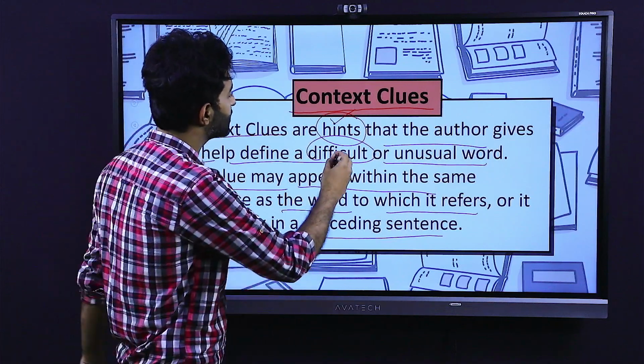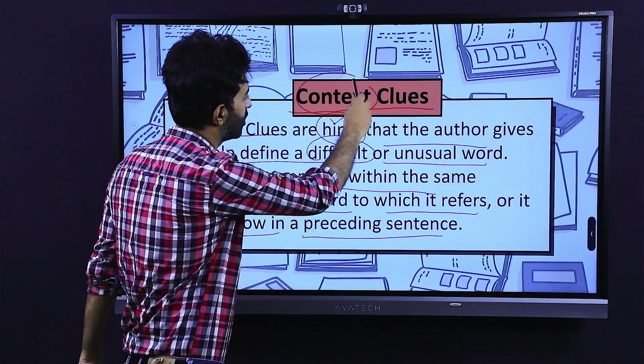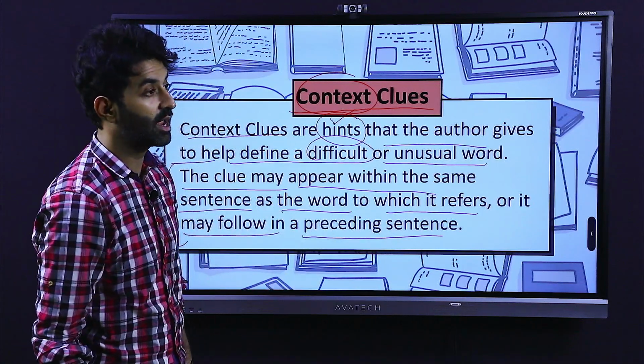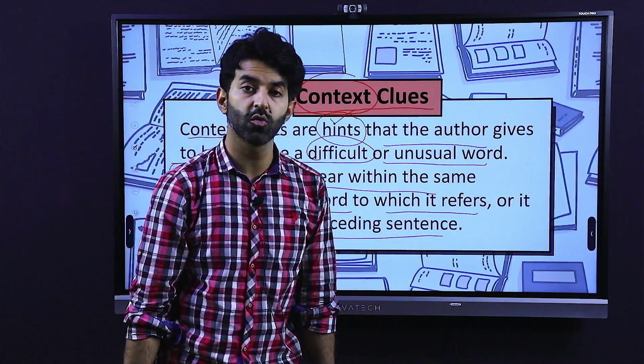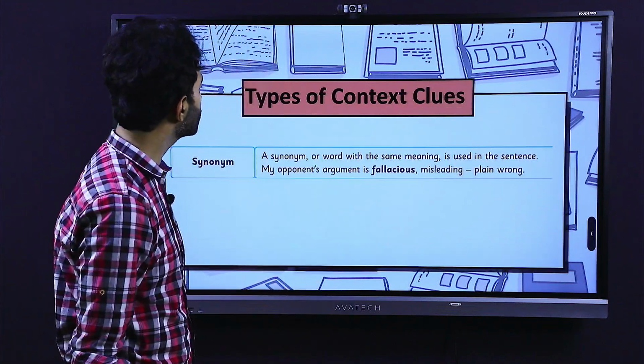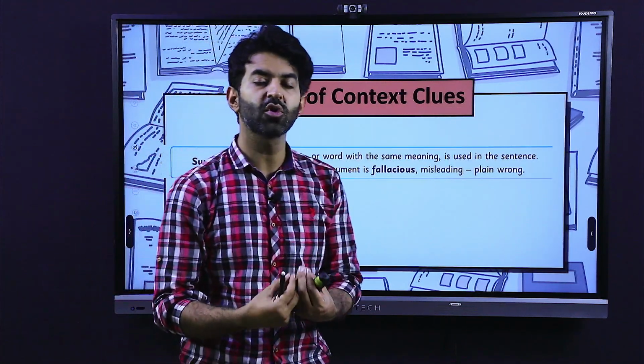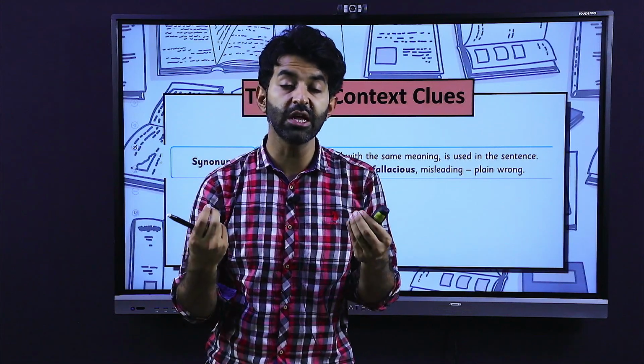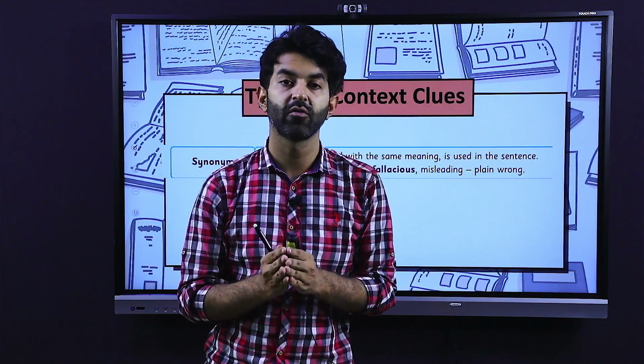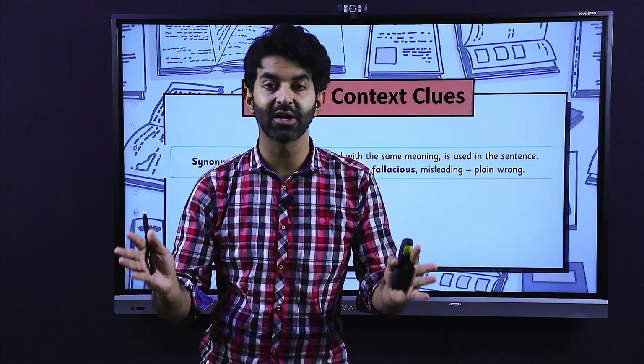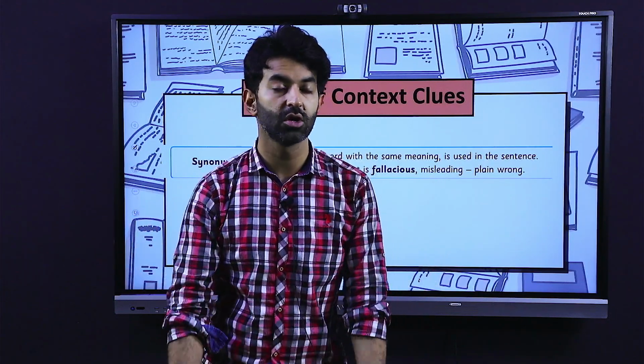They are helping us use the context in order to elevate our understanding of unfamiliar and unusual words. It's as simple as it looks. Now, there are some types of context clues, obviously, which we need to learn in order to have a grip on all these hints and clues so that we can reach the meaning.